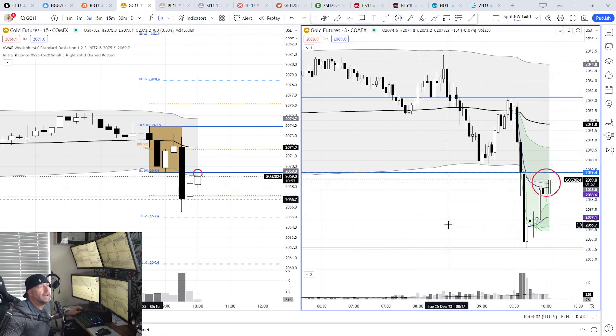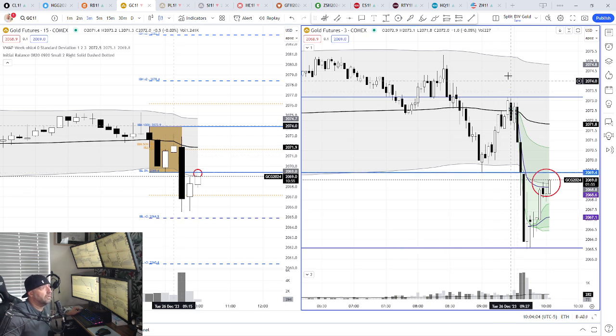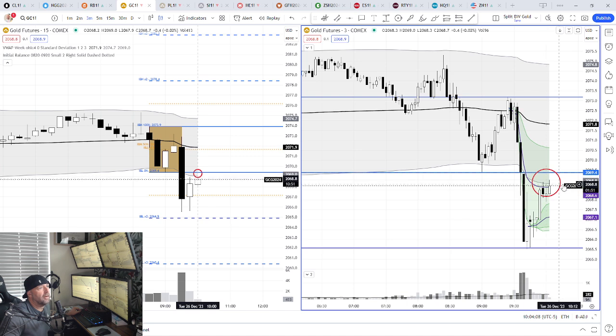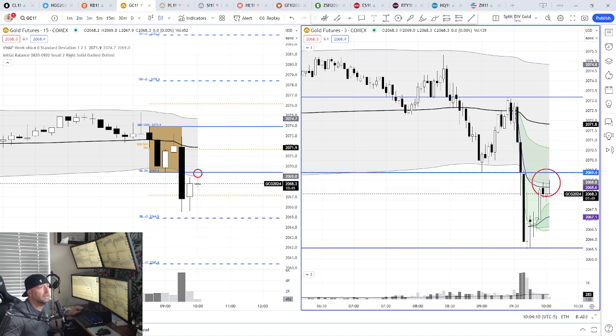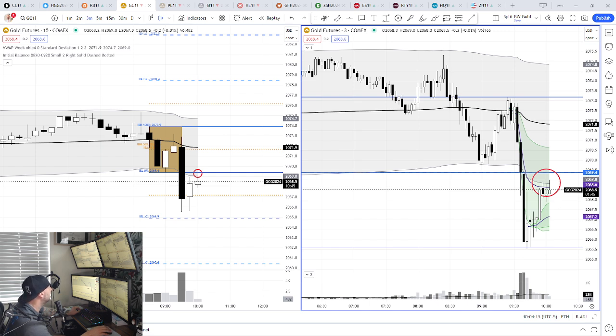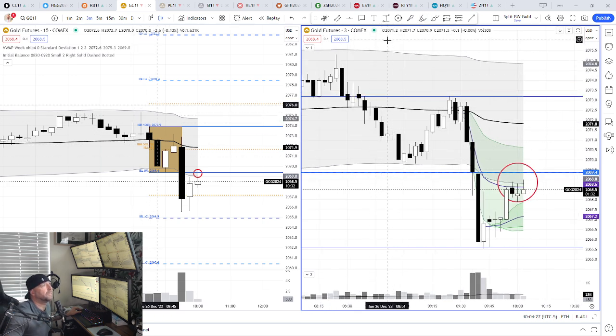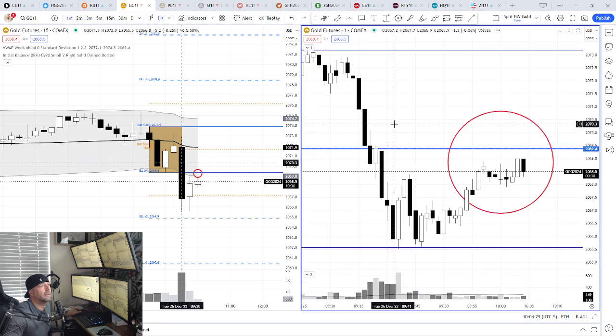So this is where we're at, guys. We got a lot going on at this level in gold. We have value area low. Oop, it looks like it got rejected there. Yeah, I got stopped out. I had a 3-tick stop. So we have a lot going on. Let's break this down to the 1 minute.